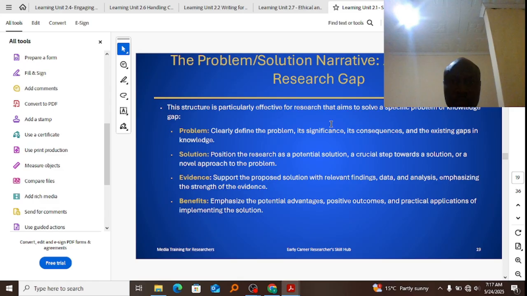Evidence: support the proposed solution with relevant findings, data, and analysis, emphasizing the strength of the evidence. The benefits: emphasize the potential advantages, positive outcomes, and practical applications of implementing the solution. Very important.